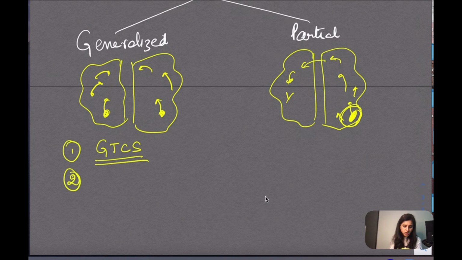The second type of generalized seizure is absence seizures. In absence seizures, the patient is absent from the environment for a few seconds. Let's say I'm talking to you and I have an absence seizure, I'll just pause, and then suddenly everything is okay. For those seconds, I didn't know what happened to me. If you try to ask me what happened, I wouldn't know. So there is no contact with the surroundings.